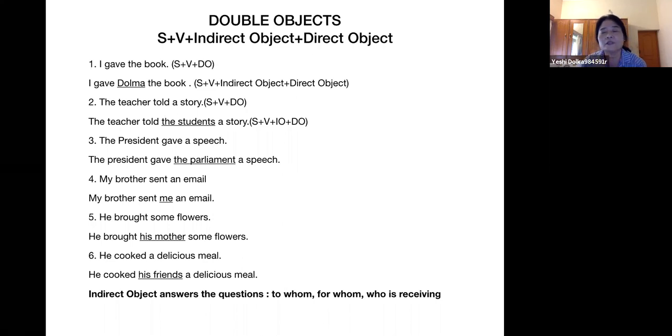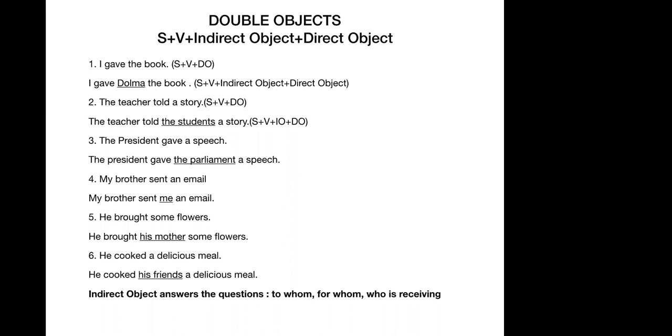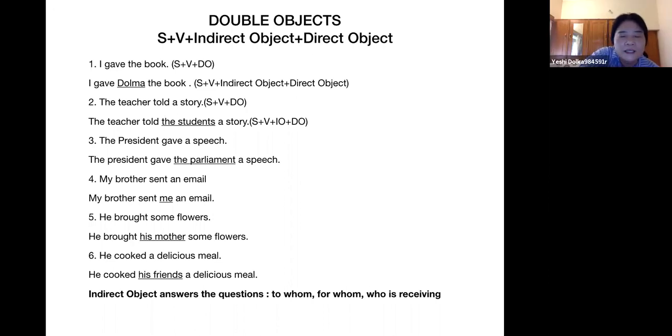In other words, you see a sentence where there are two objects. One is the direct object, one is the indirect object. Or the indirect object. Okay. So you can see at the end there, the indirect object answers questions like to whom, for whom, who is receiving.